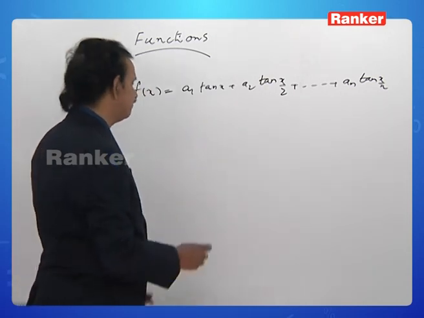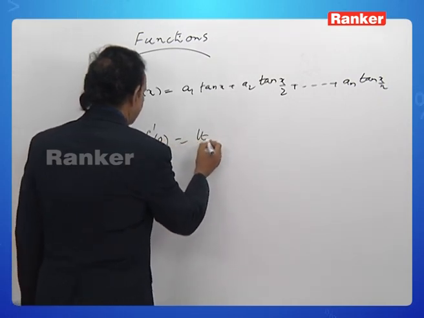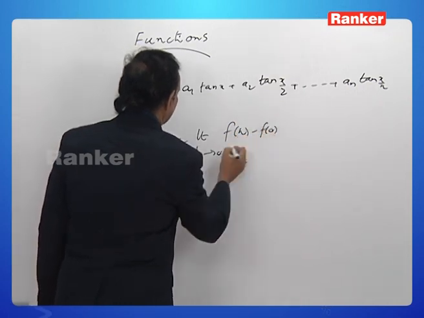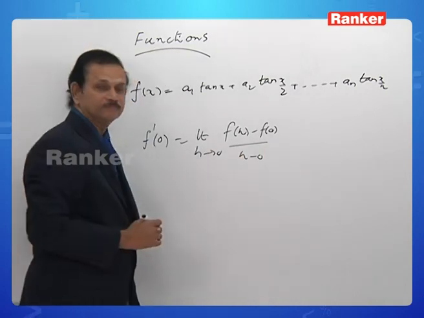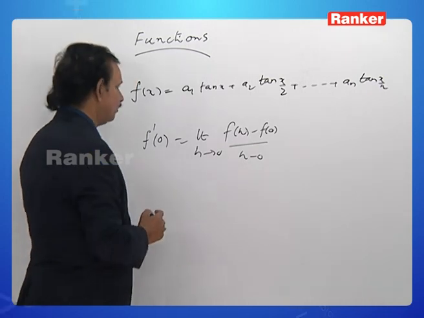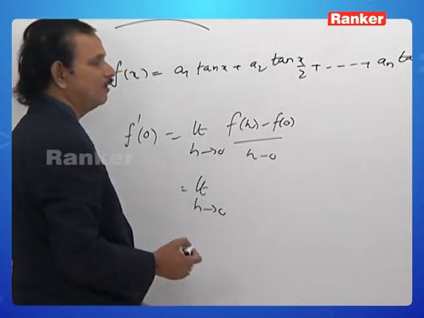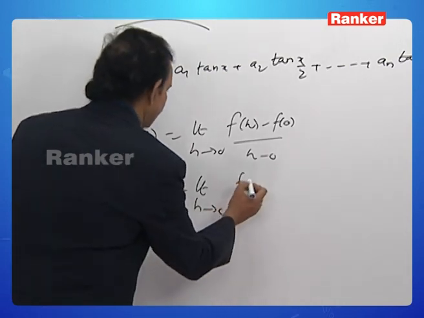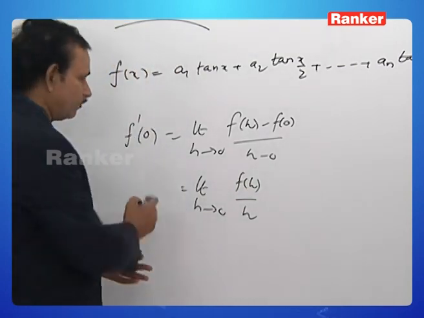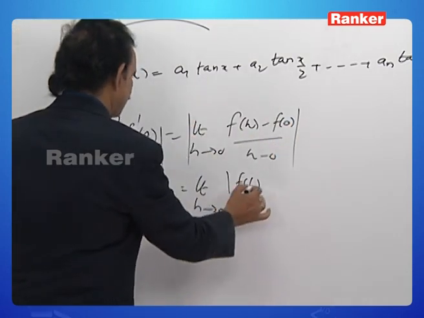Let us first find f'(0). f'(0) is nothing but the limit as h tends to 0 of (f(h) - f(0))/(h - 0). From the very fundamental definition of a derivative, the first principle of a derivative. Well, this is equal to the limit as h tends to 0. What is f(0)? Automatically it is 0. So it is f(h)/h. We don't want just f'(0). We want to have |f'(0)|, which is nothing but the modulus of this.